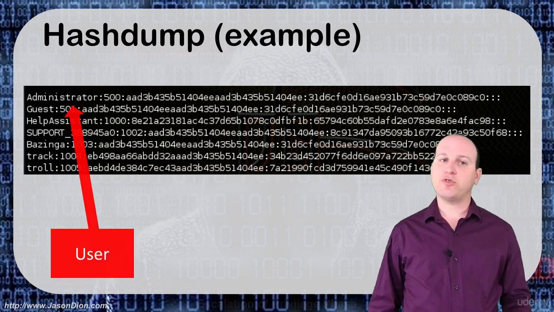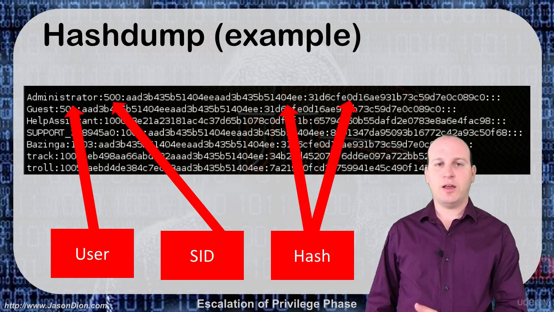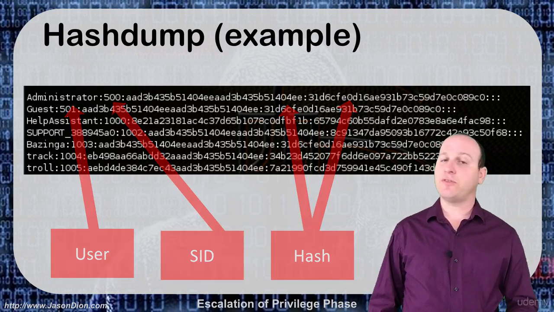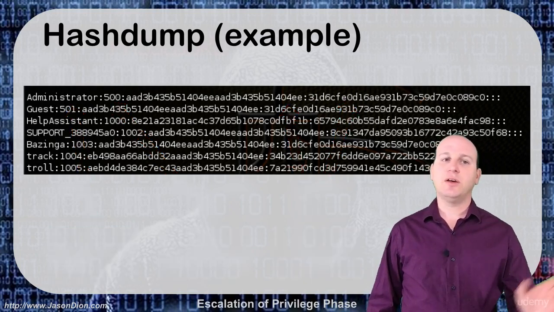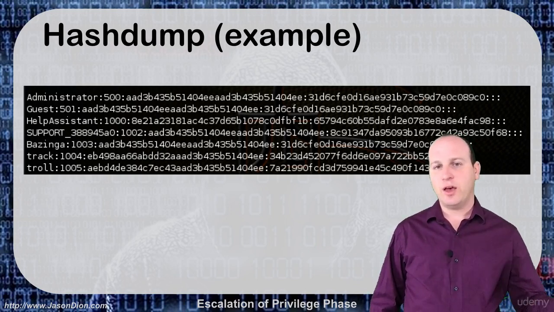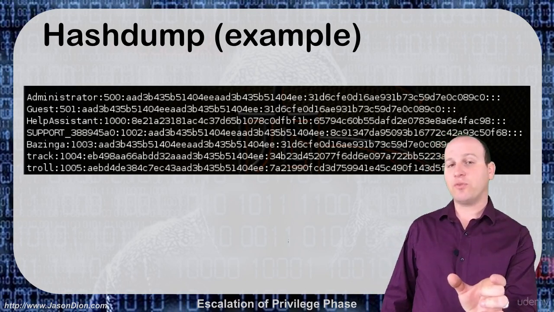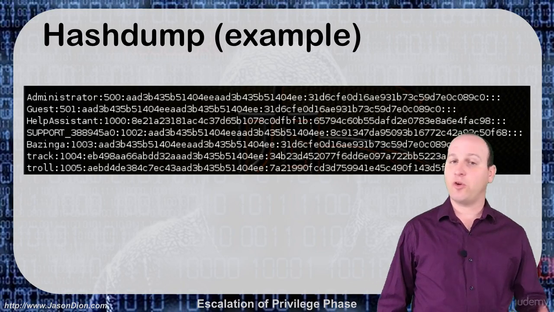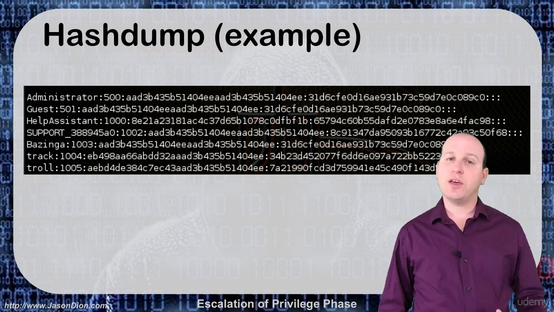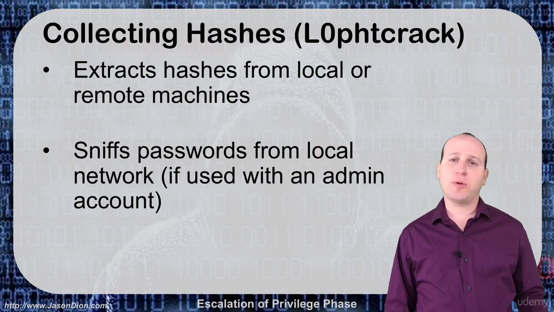So here's what a hash dump looks like. Notice we have the administrator, he's a user 500 account, and then we have his LM hash. We have the guest, he's a 501 account, and his LM hash. Help assistant, support, Bazinga, track, troll, all those user accounts, all of those admin accounts, and you'll see those accounts there with their LM hashes. We can then take that information offline and use something like Ophcrack or John the Ripper to then get the actual password from it.